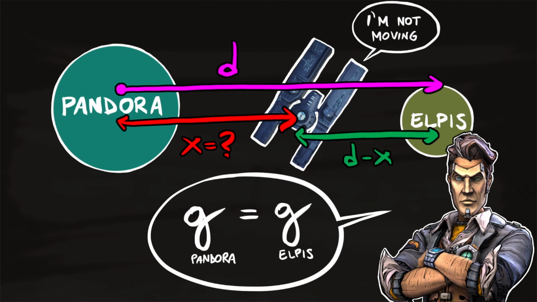Like this one. Every distance from now on is gonna be measured from the center of Pandora. x here is what we're trying to calculate and d is the distance between Pandora and Elpis. Thus, d minus x is the distance between Jack's space station and Elpis.